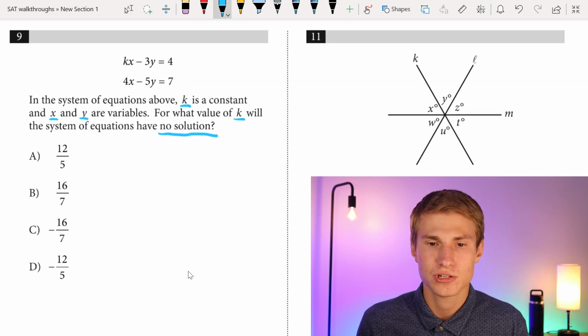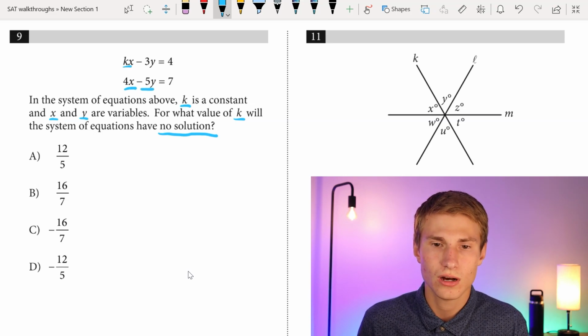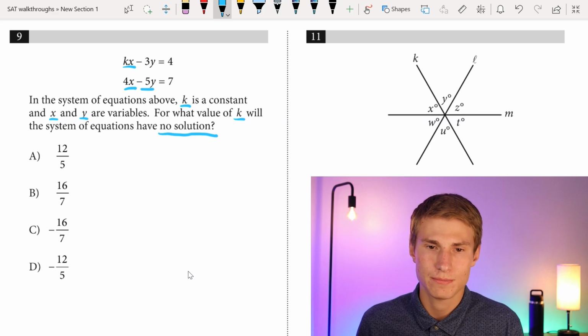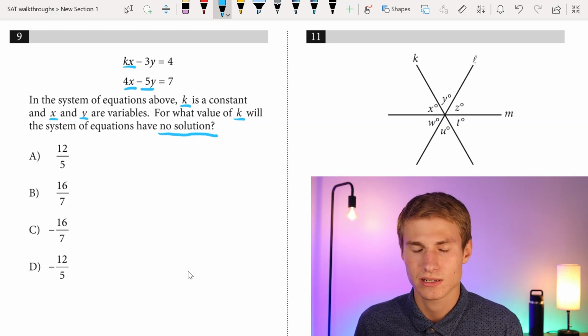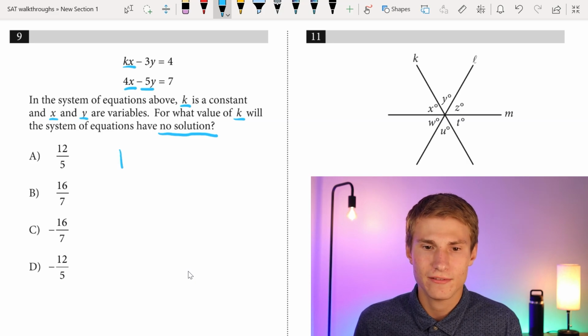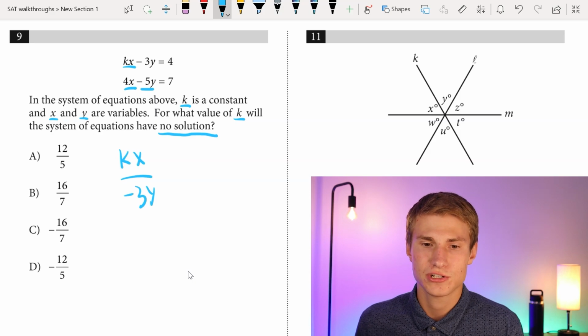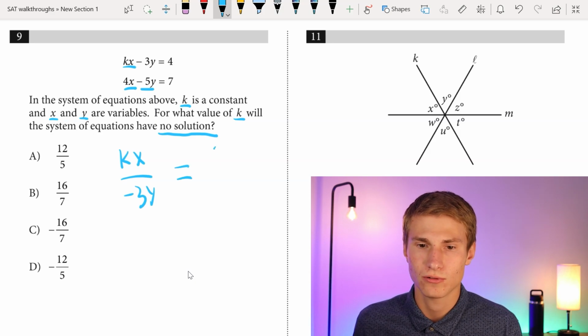So I see I'm given a ratio of 4x to negative 5y in this bottom problem. Since I have to solve for x, I want to keep my x on top of my ratio because it's going to cut down on the amount of work I have to do. And I'll show you that as I go through this. So I'm going to have kx over negative 3y. Okay, so that's my ratio there. And I need that ratio to equal 4x over negative 5y.